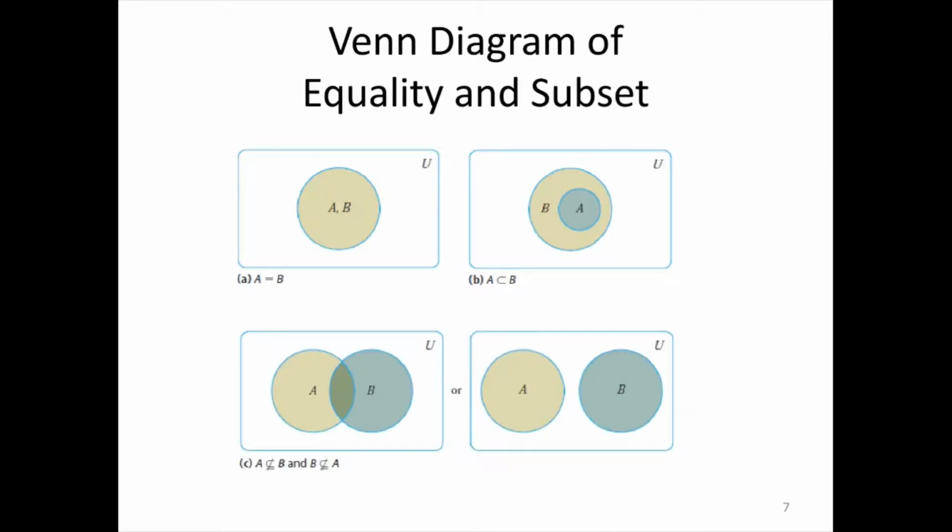And here we have a Venn diagram where A is not a subset of B and B is not a subset of A. You can see here A is not a subset of B. In this diagram also A is not a subset of B, and the other way around, B is also not a subset of A, I'm sorry.